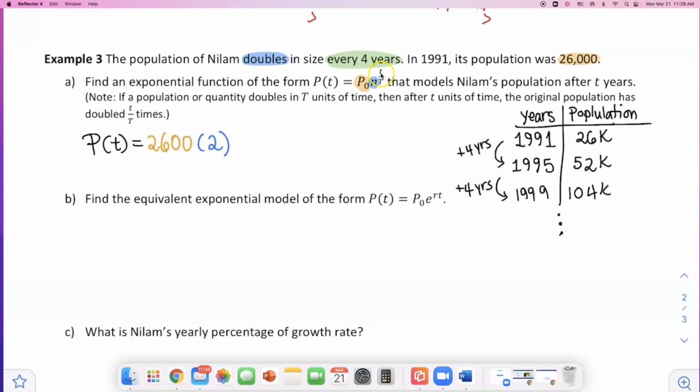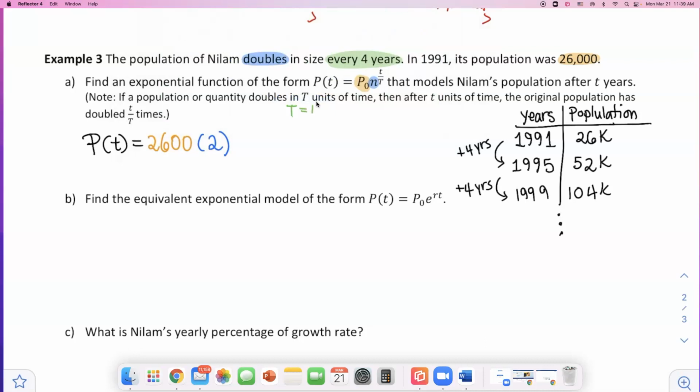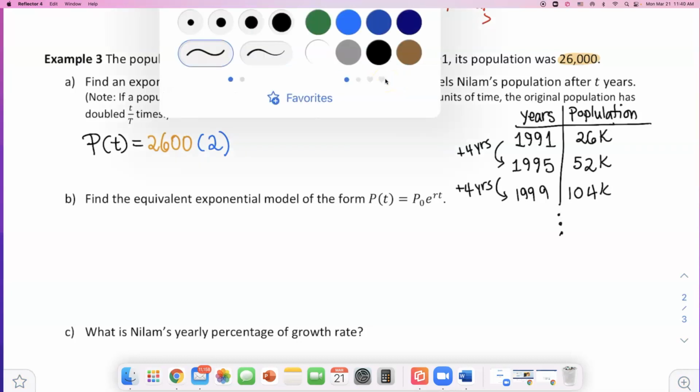And now the exponent, it makes sense, but it looks confusing right now. They're doing the number of years divided by big T. And they're giving us a little hint down here: if a population or quantity doubles in T units of time. And we know this population doubles every 4 years. This fraction that we have is actually counting the number of doubling times. Okay, let me explain what that means.